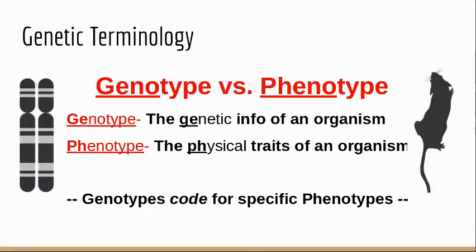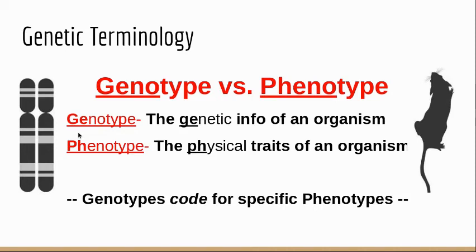Now, looking at the difference between genotype and phenotype. Genotype is the genetic information of an organism, and a phenotype is the physical traits of an organism. So genotypes you cannot see, phenotypes you can see. And how these 2 words are related is that genotypes code for phenotypes. What your genes say will show up physically on your body. That's essentially how they work together.